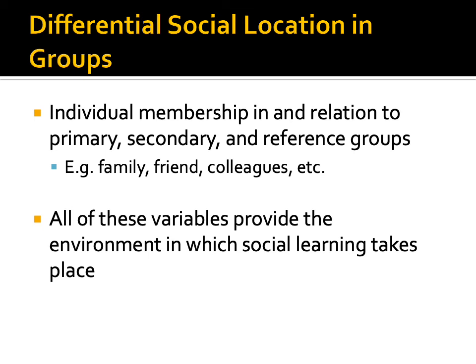And so all these variables provide the kind of environment in which social learning takes place. And so you can see how different things affect these variables that then predict criminality. Now, we know from the first chapter that there are certain things that need to be present to evaluate a theory: scope, parsimony, logical consistency, empirical validity.